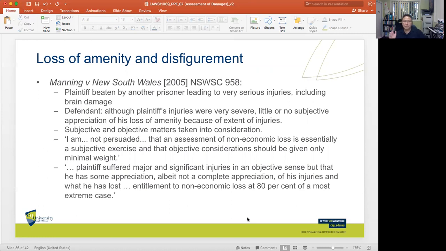So here the court said, I am not persuaded that an assessment of non-economic loss is essentially a subjective exercise, and that objective consideration should be given only minimal weight. The court said that here the plaintiff suffered major and significant injuries in an objective sense, but that he has some appreciation, albeit not a complete appreciation of his injuries and what he has lost. So therefore, he was entitled to a non-economic loss at 80% of a most extreme case. So it wasn't here just a question of looking at the subjective feelings of loss, but also considering objective matters involved, such as the extent of the injuries.